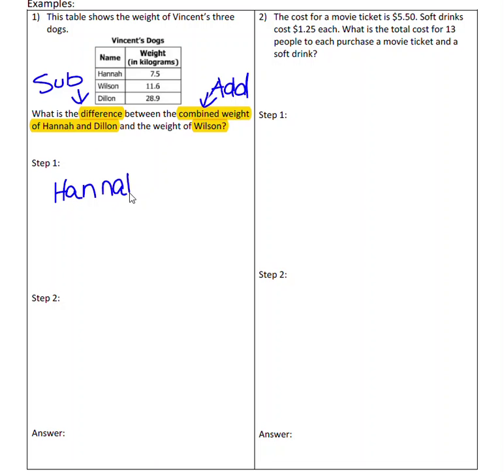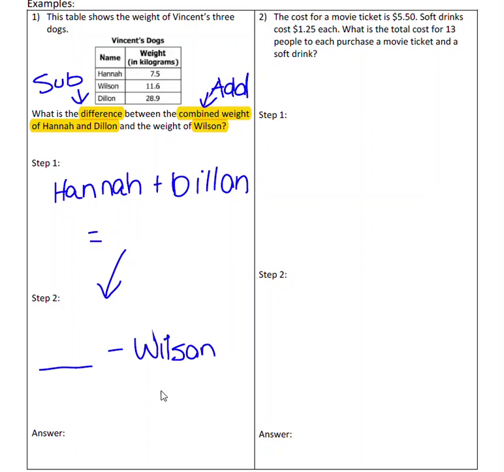So that's going to be step 1. So I have to add those together. And then I'm going to find the difference of Hannah plus Dylan. So whatever that answer is, I'm going to subtract Wilson out of it. So then I'm going to take this answer, whatever this equals, and I'm going to do that answer minus Wilson. And that will give me my final answer.